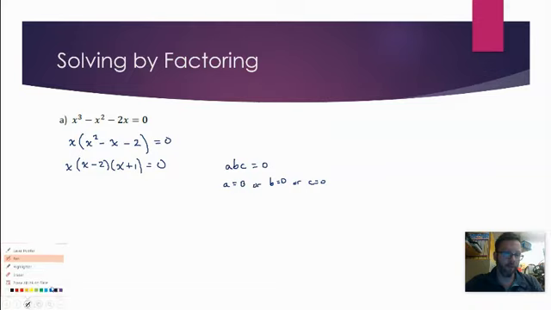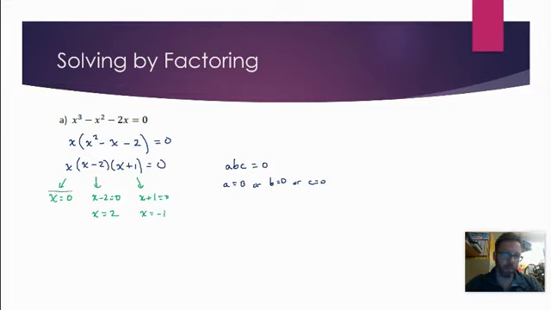And of course, for this first bit here, what makes x 0? Well, x equals 0 makes that 0. What makes x minus 2 equal to 0? Well, that's our second solution, x equals 2. And what makes x plus 1 equal to 0? x equals minus 1. So yeah, we can solve this by our old factoring techniques.